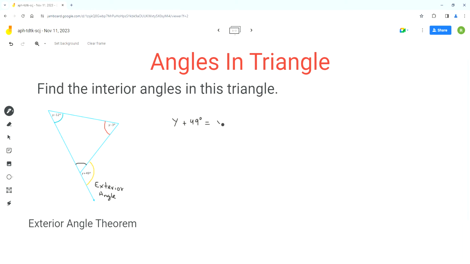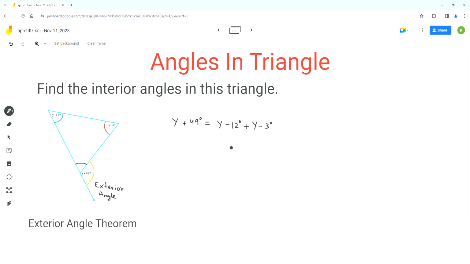So y minus 12 degrees plus y minus 3 degrees. So this is the equation we have to use to find the value of y, which we will then use to find the three interior angles. So now we have to solve this equation.